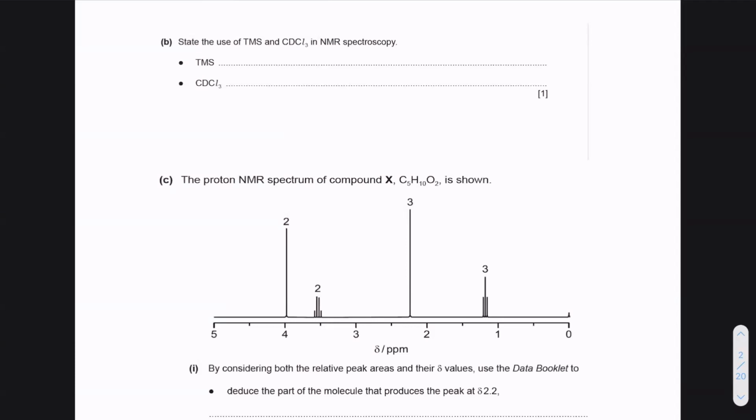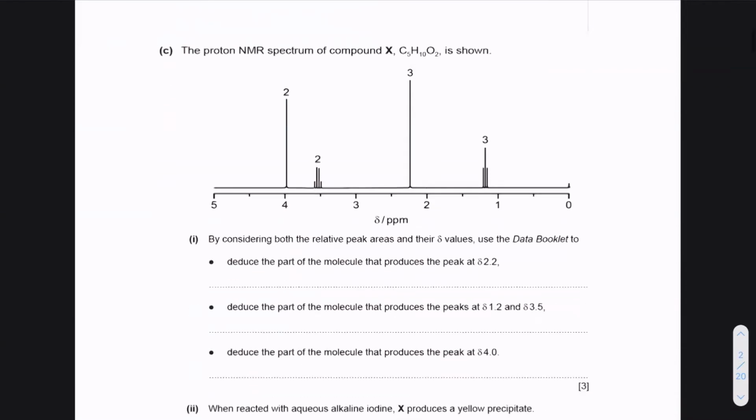Okay, state the use of TMS. TMS is what? The what you call the reference value. जो हमारा 0 होता है ना, so it gives us the reference value. And CDCl3 is what we dissolve it in. So it's the solvent. So that's like a fact that we have to know.